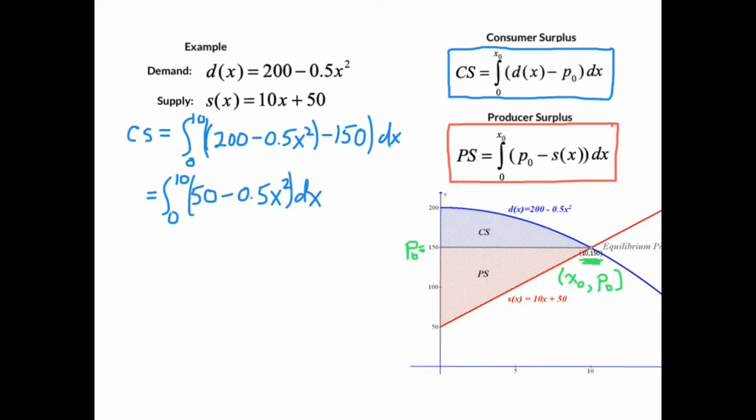And that integral can be done by power rule. So our antiderivative function is 50x. Actually, easier to go fractions here. This is 1/2 x squared. So antiderivative would be minus 1/6 x to the third from 0 to 10.